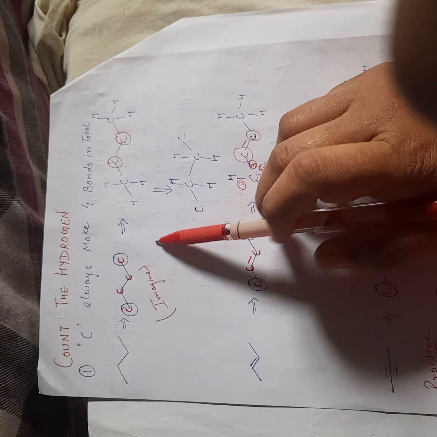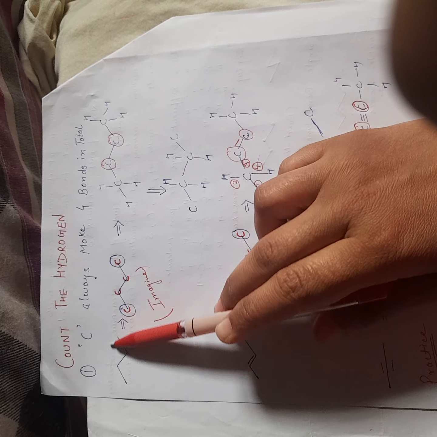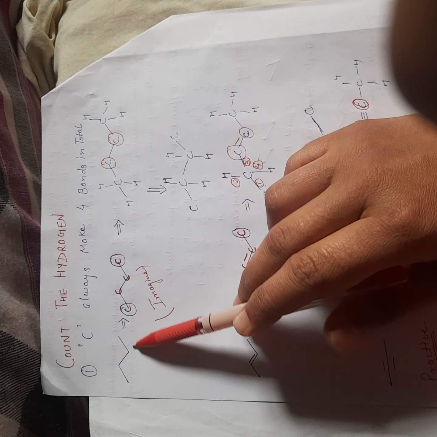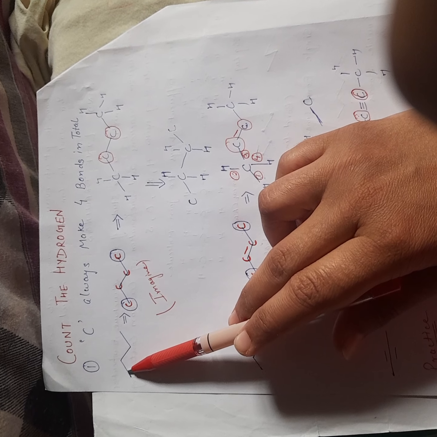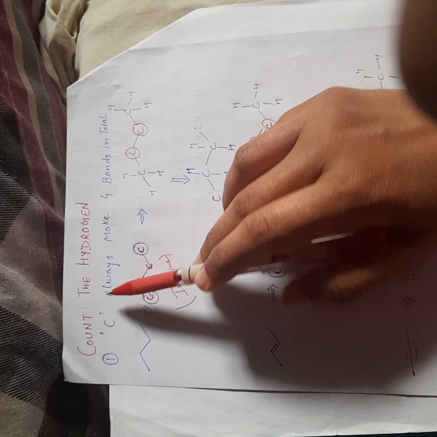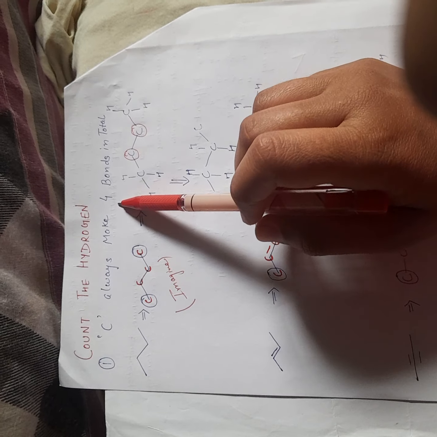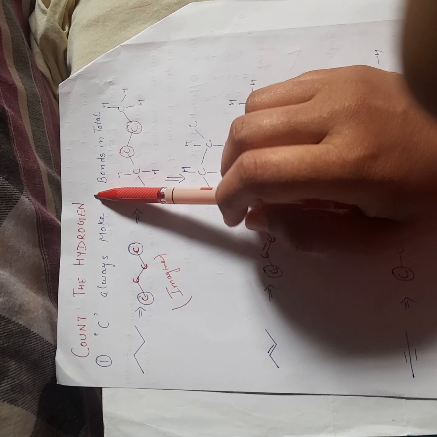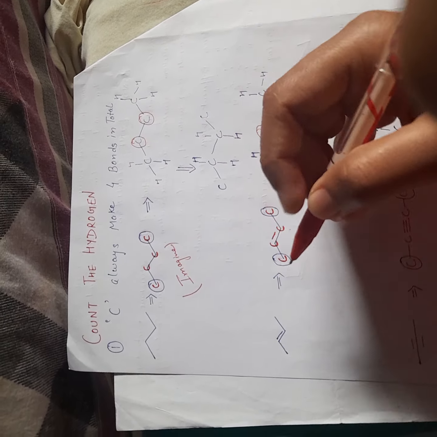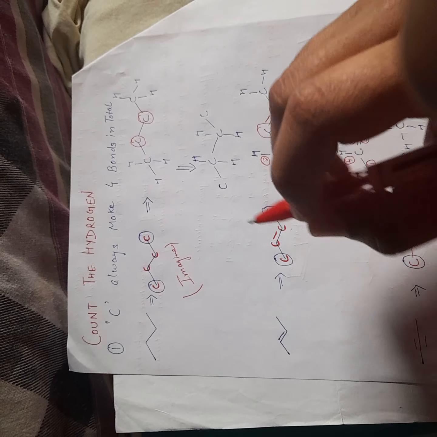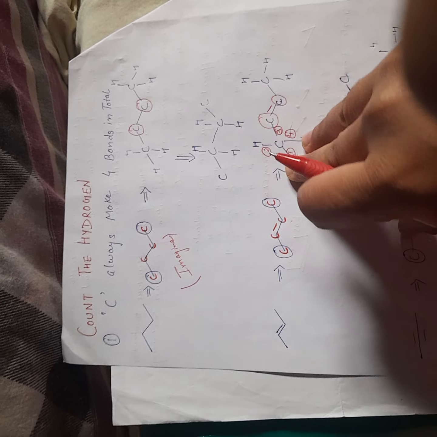Now the next part is how you count the hydrogens. Whenever the exam comes, they just give you this structure. So how would you analyze the hydrogens behind it? First thing you have to keep in mind is that carbon always makes four bonds in total. And during our bond line drawing, we are just hiding carbons and hydrogens, not oxygen, nitrogen, or sulfur.